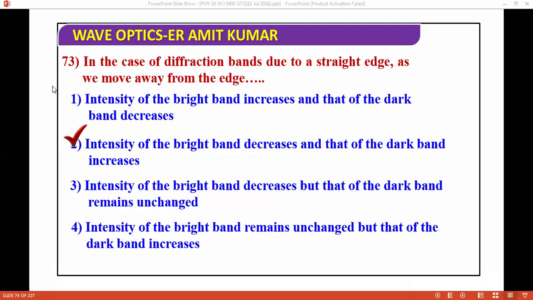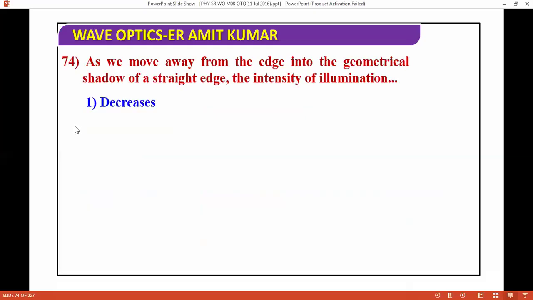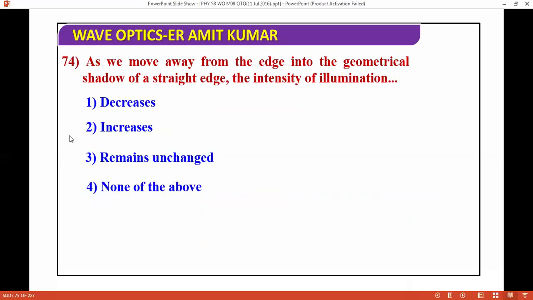Next question we have is: as we move away from the edge into the geometrical shadow of a straight edge, the intensity of illumination increases or decreases? So basically, as we move away from the edge into the geometrical shadow of a straight edge, the intensity of illumination decreases. So next question we are moving ahead.